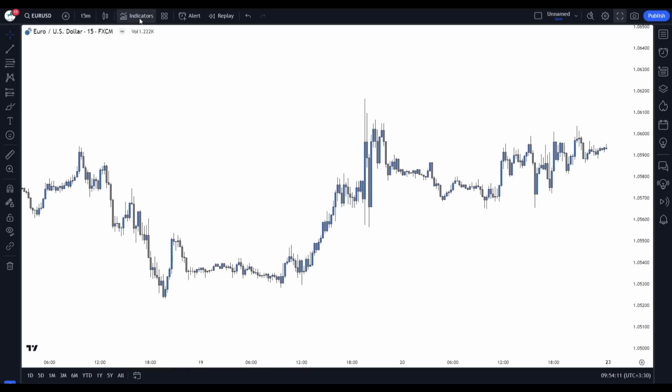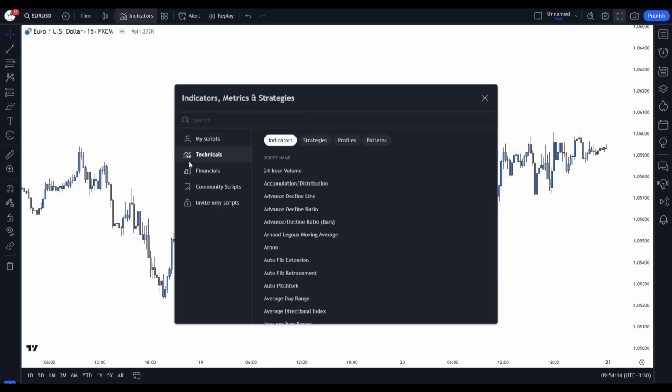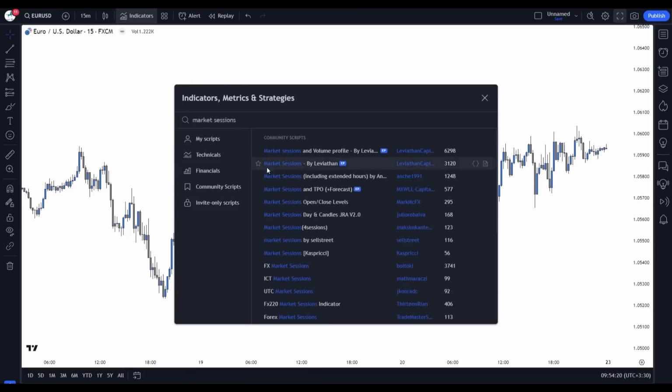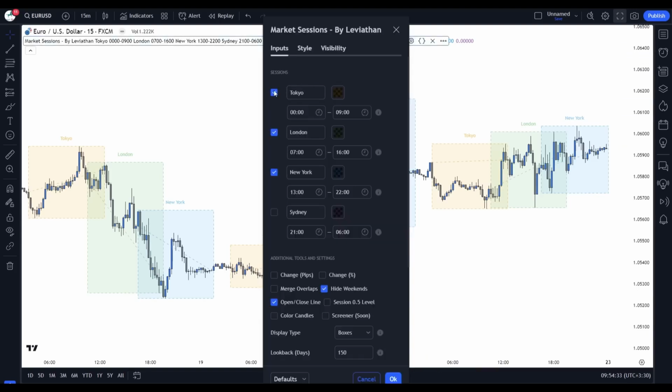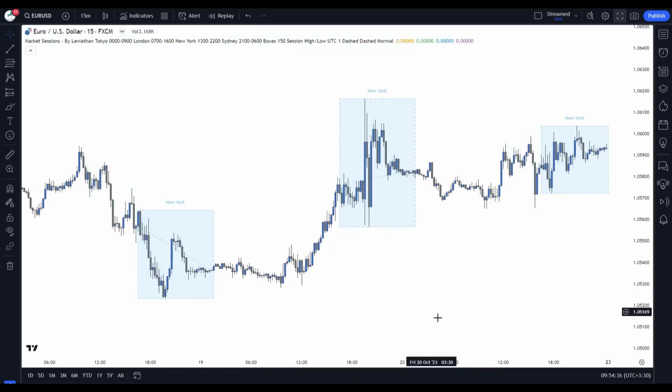Open the chart on TradingView and simply select the Indicators tab. Here, write Market Sessions and click on the indicator provided by Leviathan. This indicator shows all the sessions, so we need to make some adjustments. So, in the Settings tab, first uncheck the Tokyo, London, and Sydney. Then, we are going to have our New York session marked on the chart.